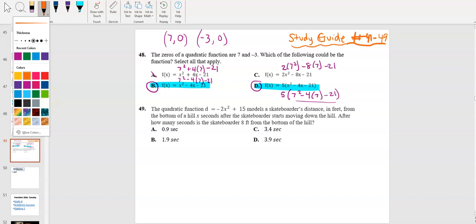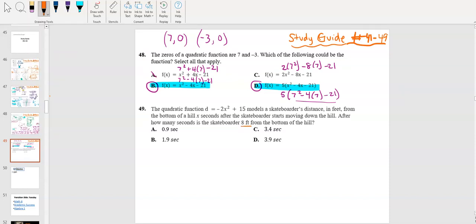where it says the quadratic function d equals -2x squared plus 15 models a skateboarder's distance in feet from the bottom of a hill x seconds after the skateboarder starts moving down the hill. How many seconds is the skateboarder 8 feet from the bottom of the hill? So we've had this one on a test before. D is 8. It's representing distance. It explains it in the formula or in the equation. And then we're going to go ahead and solve.